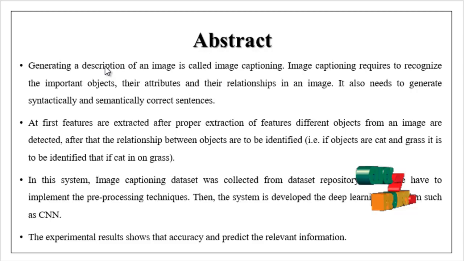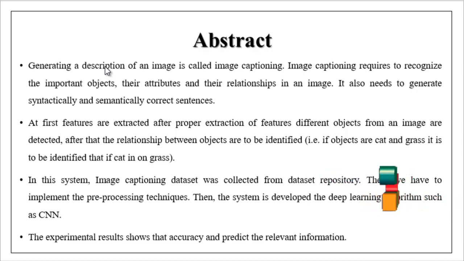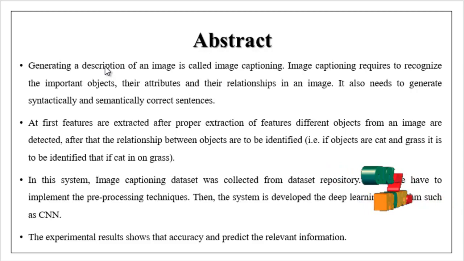At first, features are extracted. After proper extraction of features, different objects in an image are detected. After that, the relationships between objects are identified. In this system, the image captioning dataset was collected from a dataset repository. Then we implement the pre-processing technique. Then the system is developed with a deep learning algorithm such as a convolutional neural network. The experimental result shows the accuracy and error rate and predicts the relevant information for an input image.